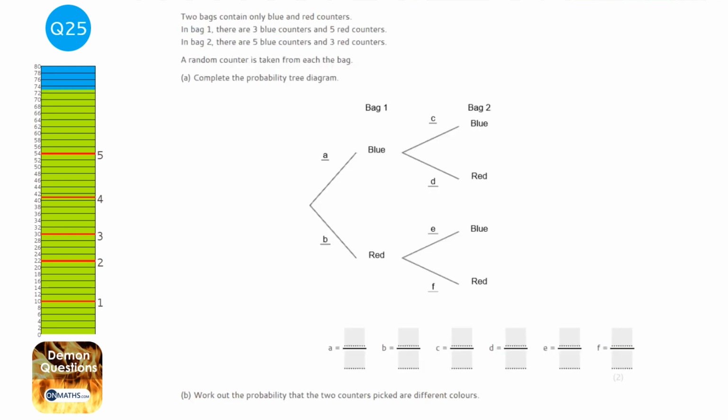Okay, if you want to pause the video now and have a go, otherwise let's get started. So we've got two bags here. We've got a bag 1 and we've got bag 2. So bag 2 is over here and bag 1 is here. Now with tree diagrams, we always start here and we think, right, what's the probability that I'll go down the blue path? Well, there are 3 blue counters and there are 8 altogether because there are 3 blues and 5 reds.